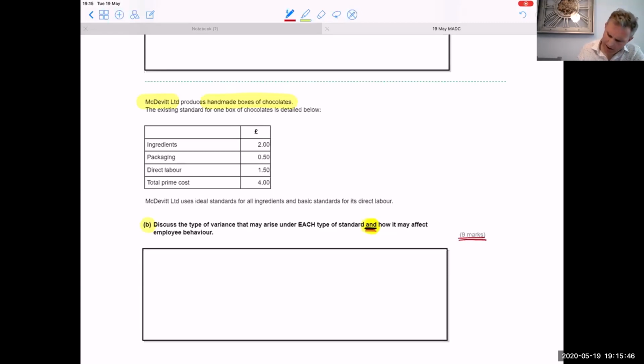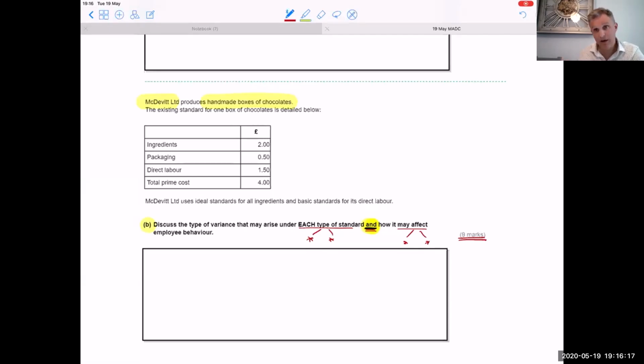Okay, but I'm already thinking about each type of standard, and for the first part, it told me 2 different types of standards, and how it might affect employee behaviour. So I'm thinking, well, there's 2 things to do here, probably one for each type of standard and how it impacts behaviour. So I'm already thinking there's at least 4 things that I need to talk about here. 9 marks shared between 4. That's just a little bit over 2 for each element.